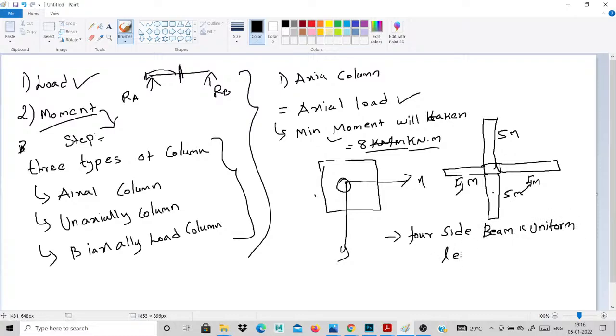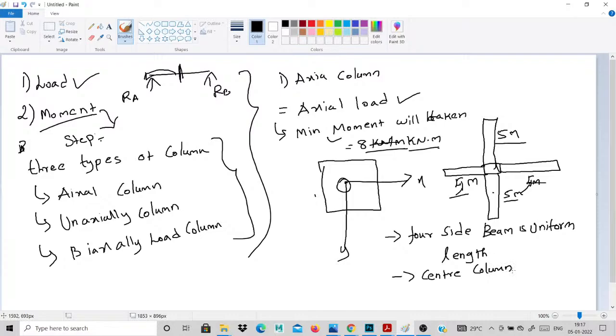If the four sides of your beam are a uniform length, it is called an axial column. This is 5 meter, this is also 5 meter, this is also 5 meter. Sometimes it is named as a center column for your building. That is the main one.